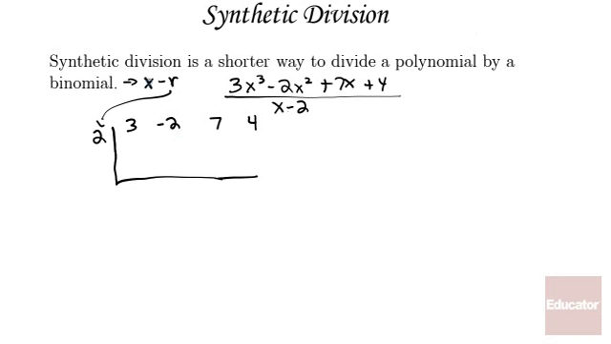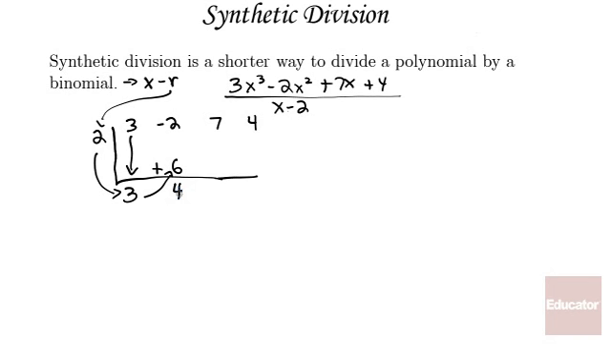Okay, so here I have the constant. Here I just have the coefficients from up here. The first step is to bring down that first coefficient and just put it here. Second step, multiply. 2 times 3. So I'm going to multiply 2 times 3, and my result will be 6. All I'm going to do is add this to negative 2. So negative 2 plus 6, that's going to give me 4.